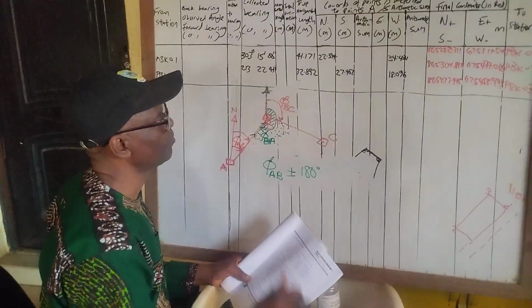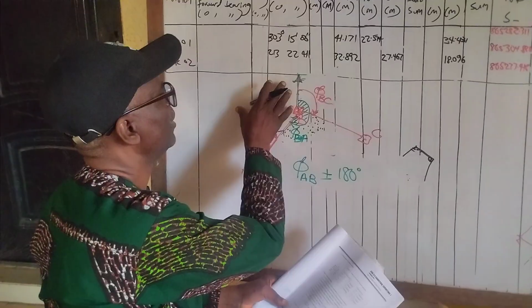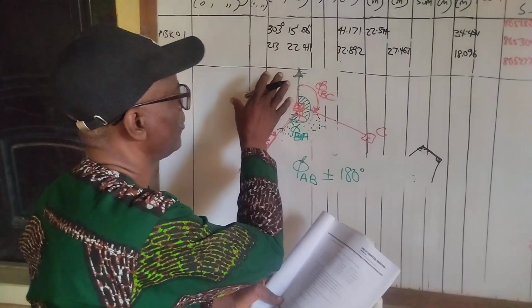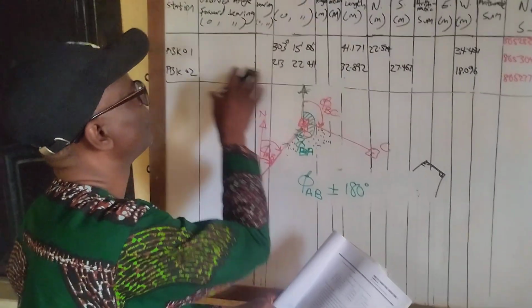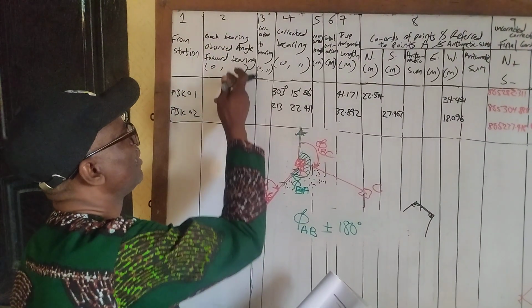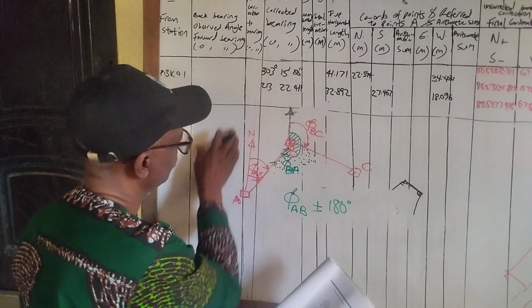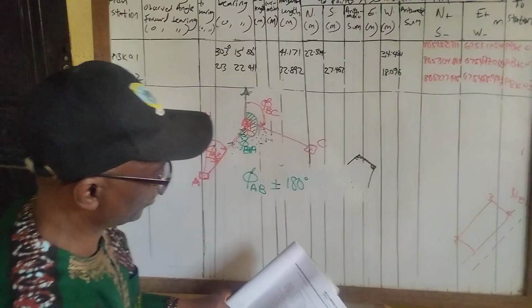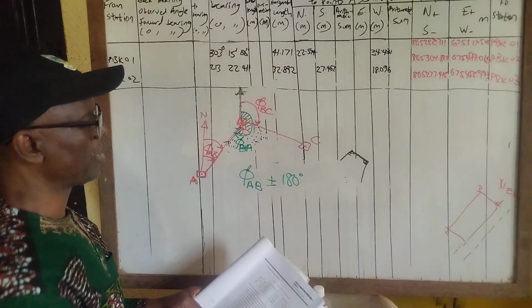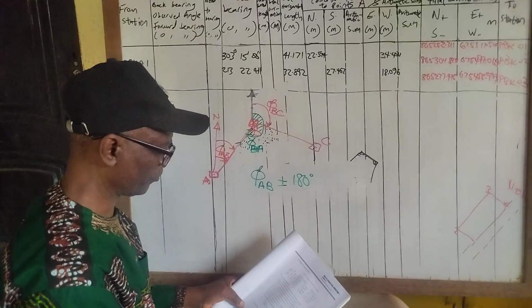Welcome to video 3. In this video we are going to treat how we compute the corrected bearing from the back bearing and the observed angle, as well as the forward bearing. How do we do the computation forward to get our corrected bearing? That's what we are going to do now. The arithmetic involved is very simple, and that is what I want you to follow.